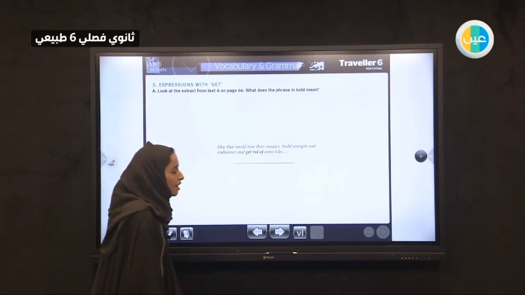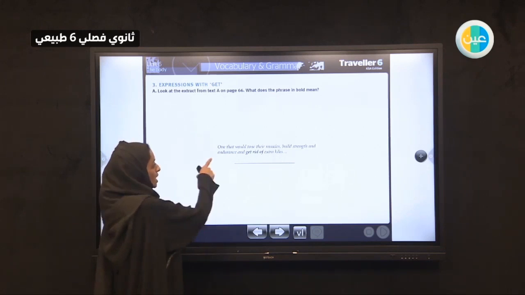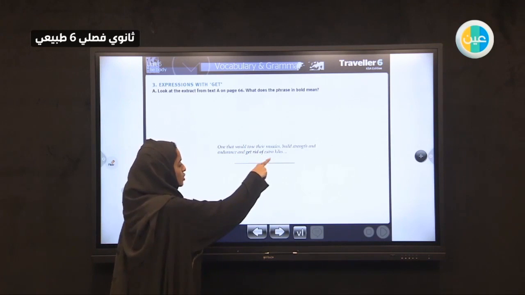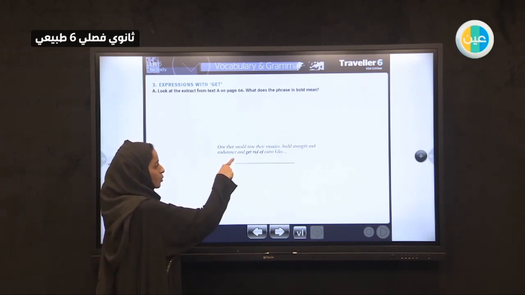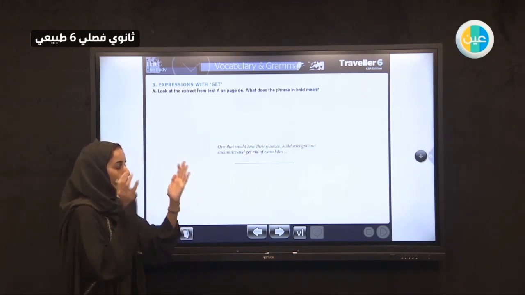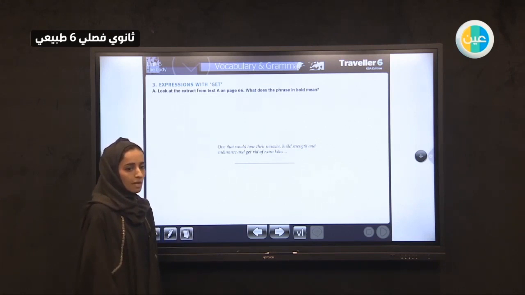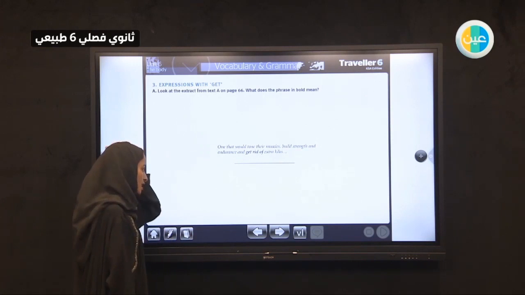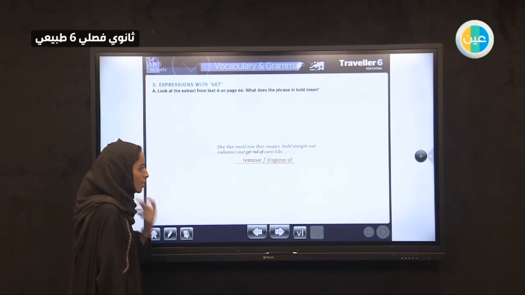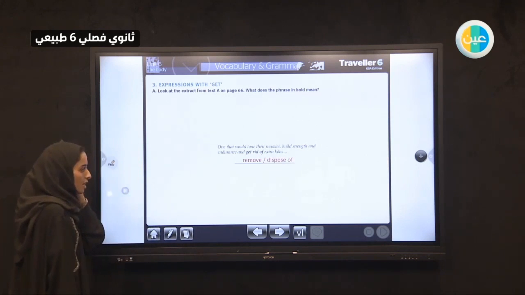While we were reading the text in the previous lesson, we read this sentence: one that would tone their muscles, build strength and endurance and get rid of extra kilos. So he is overweight, he is fat, and he wants to lose weight. Instead of saying, I want to become thin, he would say, I want to get rid of the extra kilos. So what is getting rid? I will get rid, I will remove or dispose. I want to lose these extra weights. Okay? So let's go ahead.